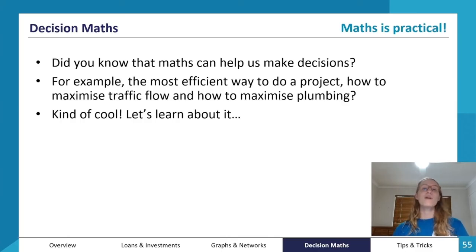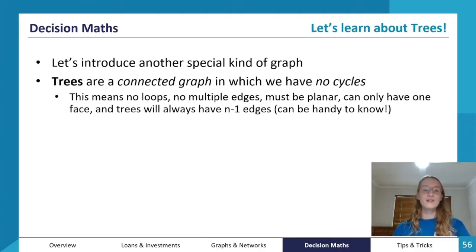So, for example, when I talked a little bit earlier about the shortest weight or the shortest path, I talked about how we wanted to find the most efficient route. So we're going to be exploring some more techniques and questions and a few other things as well when we're talking about decision maths. So we could be talking about the most efficient way to do a project. We could be talking about maximizing traffic flow, finding the most efficient plumbing solution. There's all of these different things we can do. So we're going to have a look at it now.